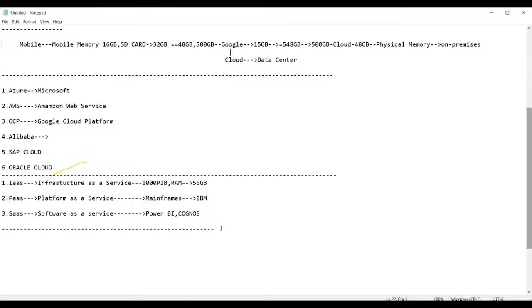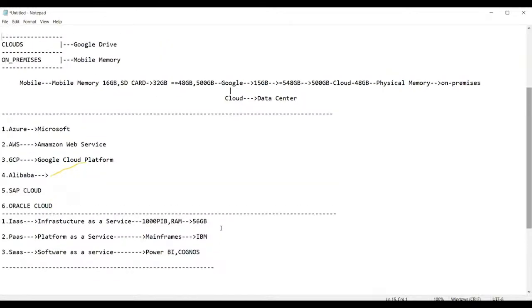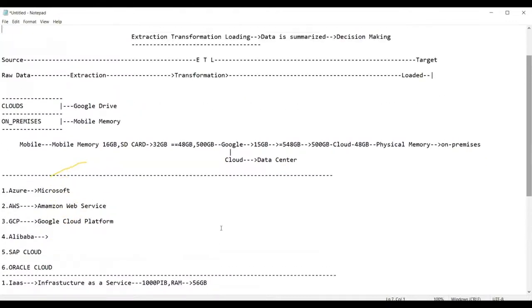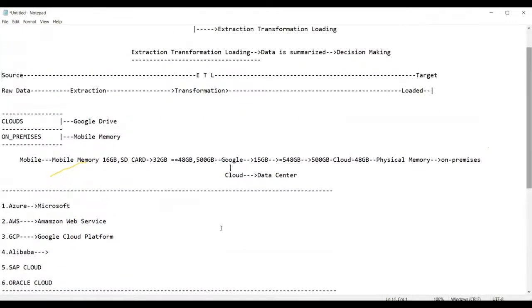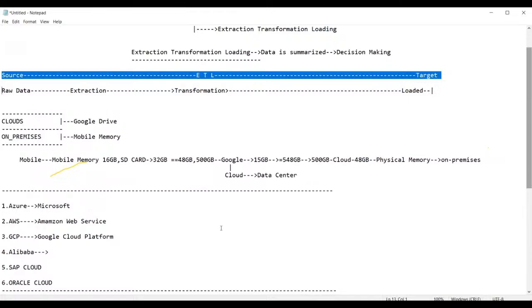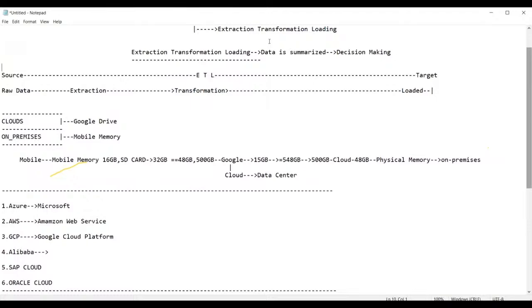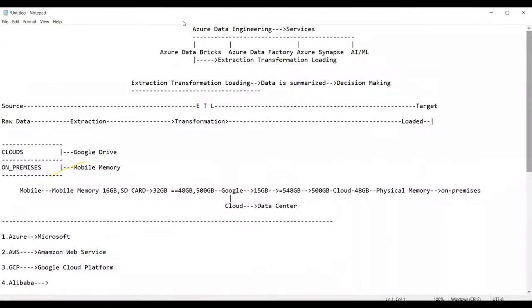Now guys, the cloud is clear for me and on premises is also clear for me. Everything is clear. Source, target, and extraction, transformation, loading is already done. But my question is, what is exactly the use of ADB, that is called Azure Databricks? What does it do? We have to understand this.